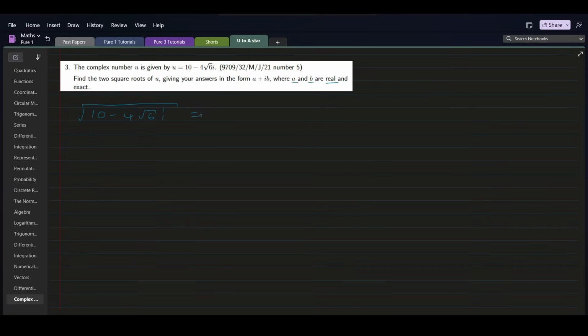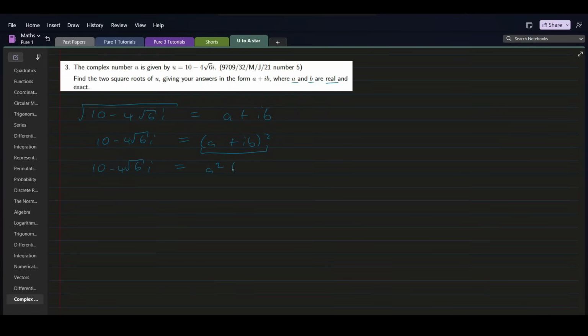So we know that the square root of a complex number is also equal to a complex number. So what we're going to do is square both sides to get rid of the square root sign. So this would become 10 minus 4 root 6i is equal to a plus ib squared.